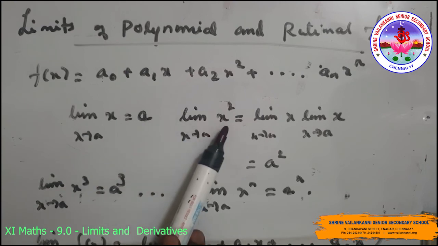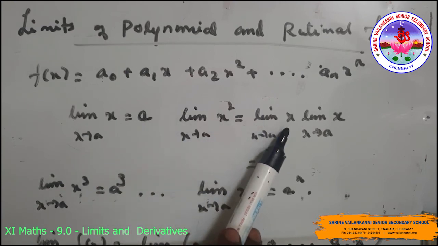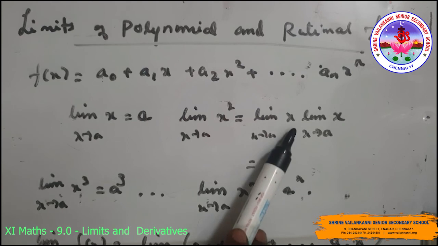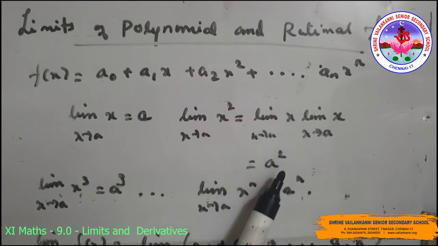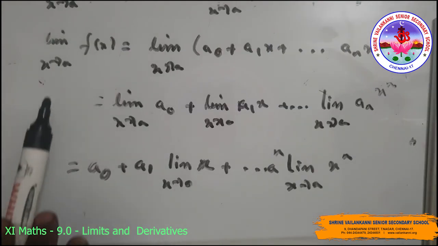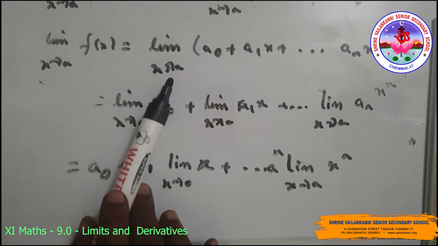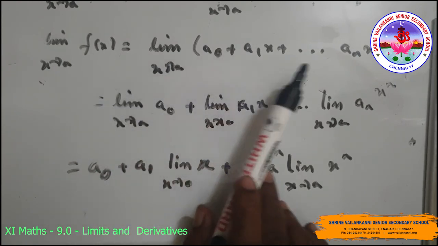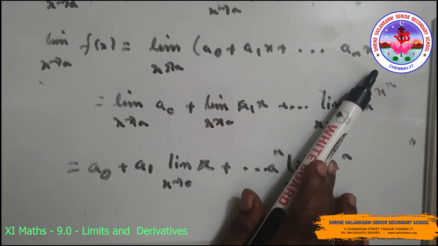Limit x tends to a of x square, we can write it as limit x into limit x. Limit x is a, so a into a, which is a square. Similarly, limit x tends to a of x cube equals a cube, etc. Limit x tends to a of x power n equals a power n. Limit x tends to a of f of x is equal to limit x tends to a of a0 plus a1x plus etc. an x power n.